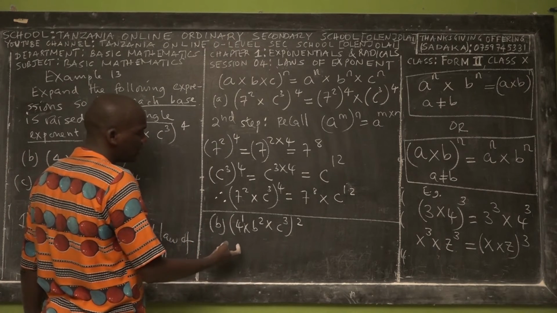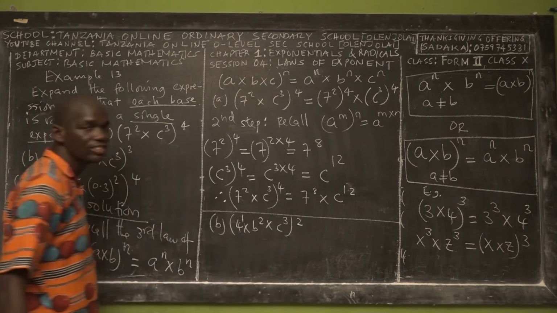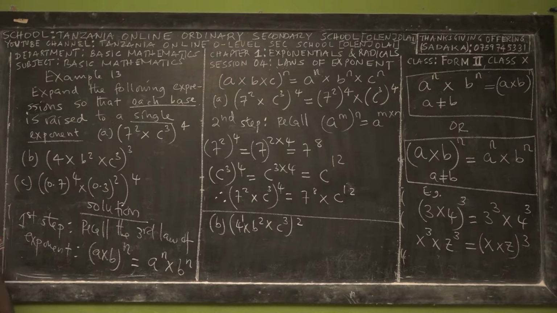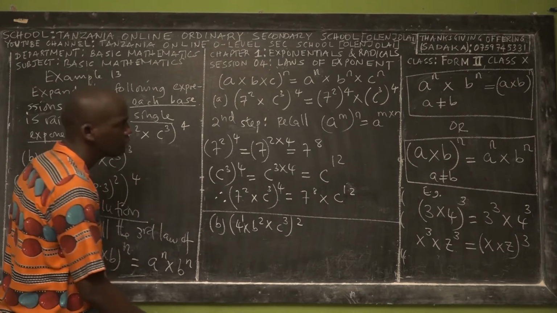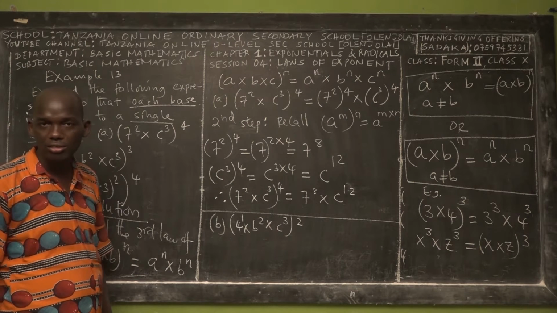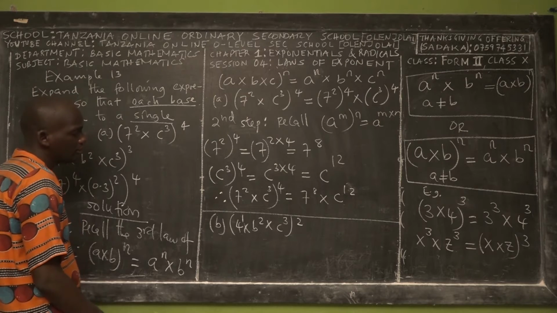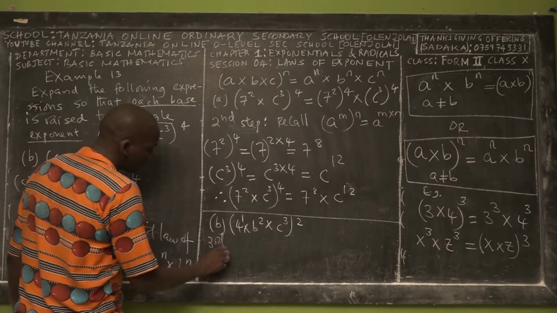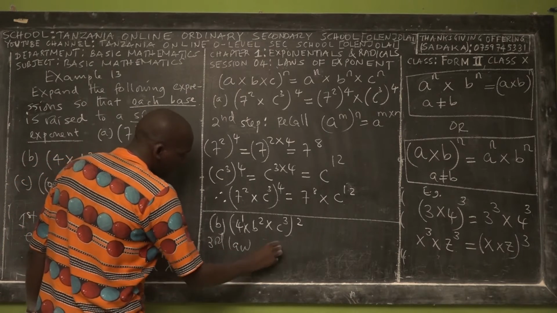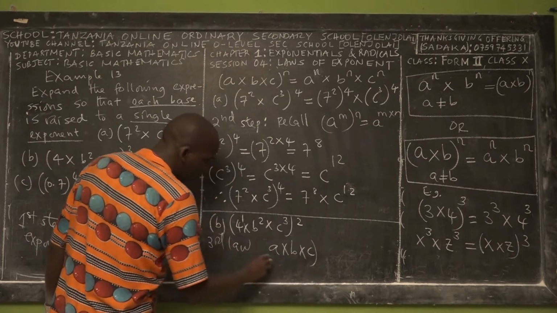So how many exponents do you have? Three: 1, 2, 3. But all of them have what exponent? Of 2. How many laws are we going to apply? Two laws. Third law and second law, right? Yes. How are we going to apply the third law? How does it state? (a times b times c) power what?